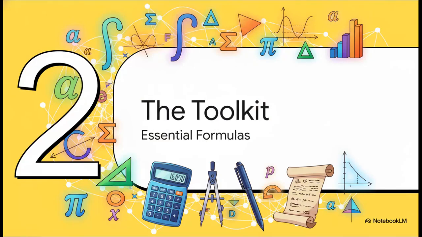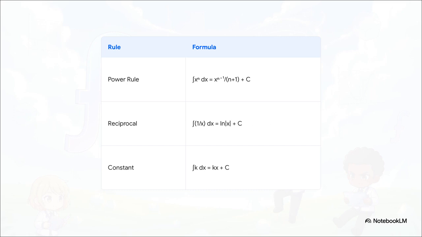All right, foundation is solid. Now for section 2, the toolkit. Think of these formulas as your essential gear. These are the non-negotiables. You've got to know them by heart, no excuses, because everything else we do will build on them. Okay, let's start with the real workhorses.